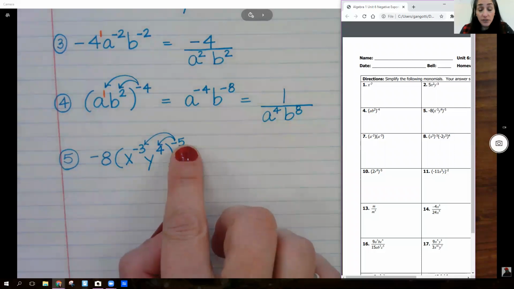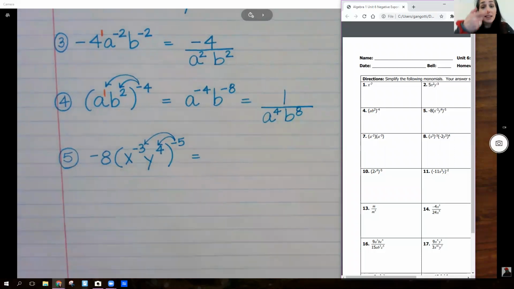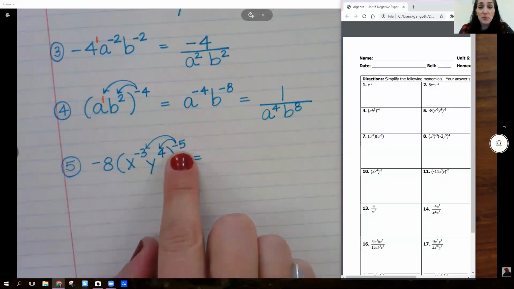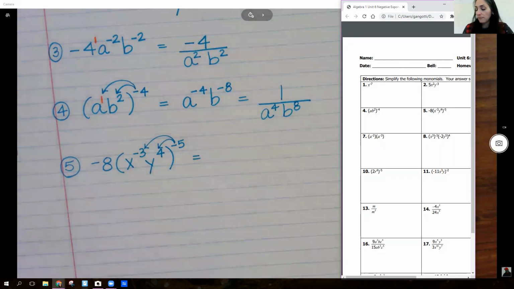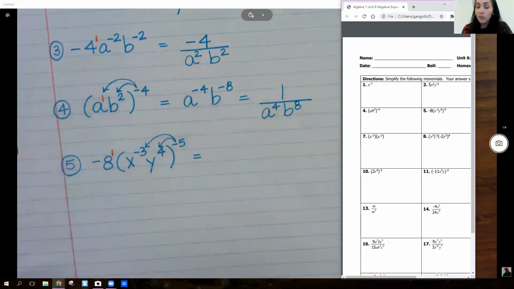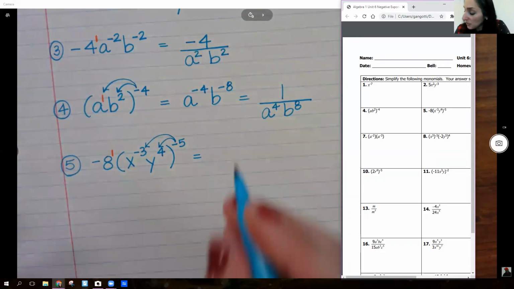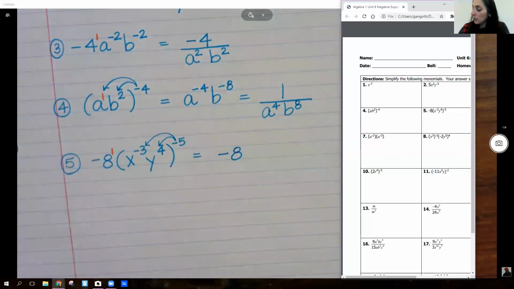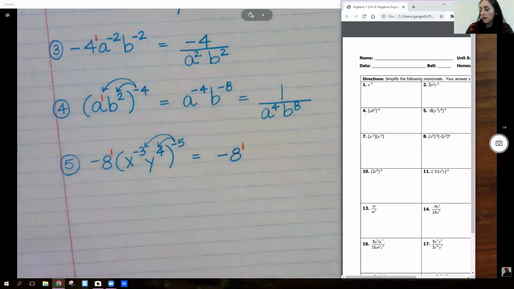If you did need to do something, the -8 would be in the parentheses with the x to the -3rd and the y to the 4th, but it's not. So that means that it does not have anything to do with this -5. Okay, so it does have an exponent. It's a 1, a positive 1, I might add. So it doesn't have a negative exponent, so it's fine. So we will rewrite it as -8. If you want to put the little 1 there just to remind you that it's okay, you could.